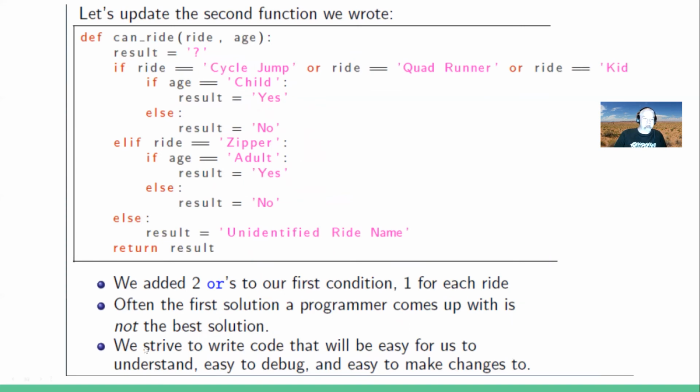Essentially, we're trying to build code that's easy for us to understand, easy to debug, and easy to make changes to. Like here, if we want to add more rides after this, it's a lot easier. We can just add more ors to either here or here, easy peasy, right? And in this case, before it didn't matter if you did ride or age first because there's only 2 possible options for age or ride. Here it starts to make sense to have ride first because you can have just 1 or statement over here. Otherwise you'd have to have, if this or this or this or this.